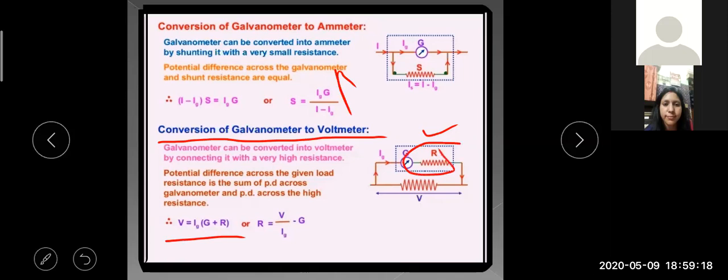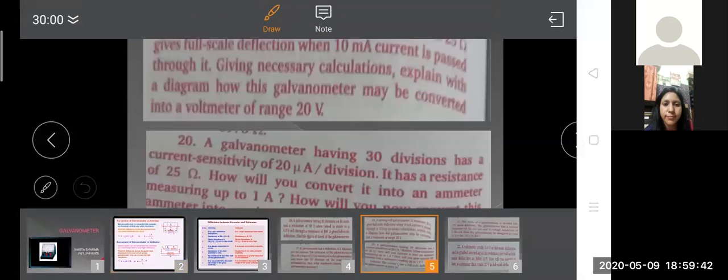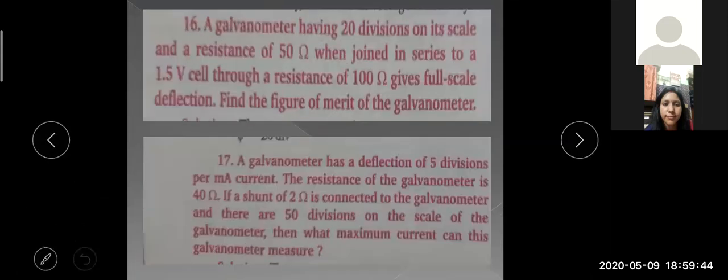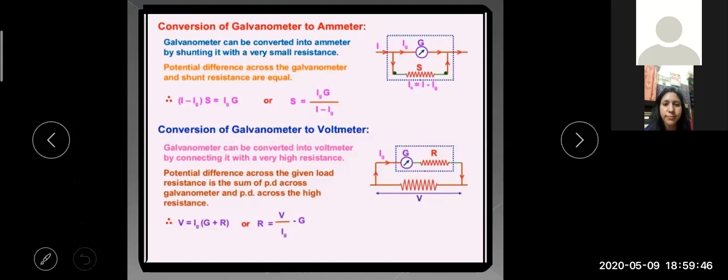G and R are connected in series, so Ig current flows through this circuit. V equals Ig into (G plus R), or R equals V upon Ig minus G. The resistance of the voltmeter is given by G plus R. Clear?